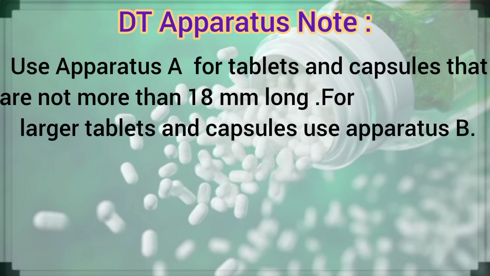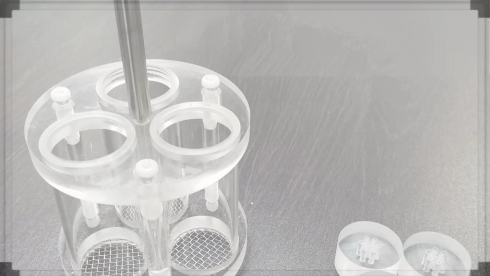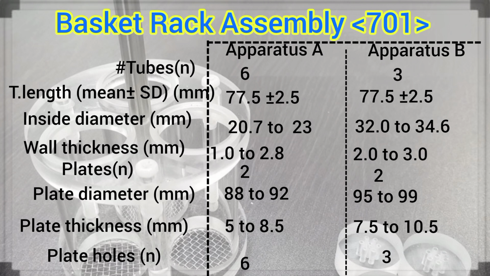DT apparatus. Use apparatus A for tablets and capsules that are not more than 18 mm long. For larger tablets and capsules, use apparatus B. Basket rack assembly. As per USP Chapter 701, the number of tubes for apparatus A is 6 and for apparatus B is 3. Length of tubes for both apparatus is 77.5 plus or minus 2.5 mm.